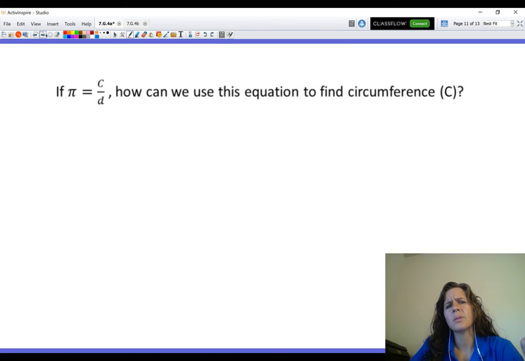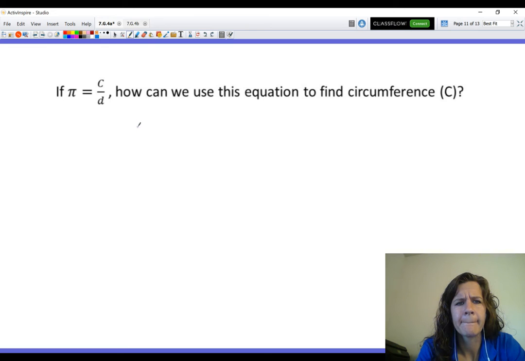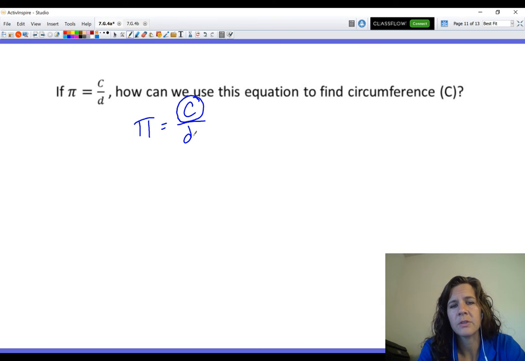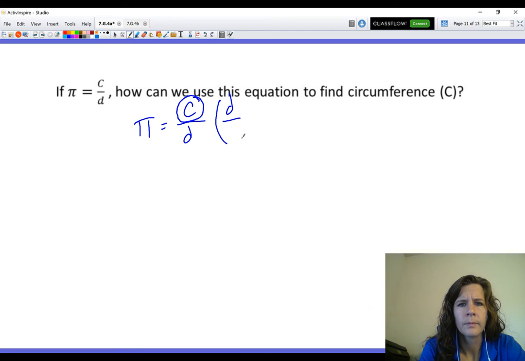So now if we know that pi is the circumference divided by the diameter, how can we use that to find circumference? So pi equals circumference divided by diameter, and we want to isolate circumference. We want to have circumference by itself on one side of the equals. Well, what's happening here between circumference and diameter? It's being divided, right? Circumference is being divided by diameter. So what's the inverse operation there? It's multiplication. So we want to multiply by diameter. Sorry, diameter over 1. Not diameter over diameter.